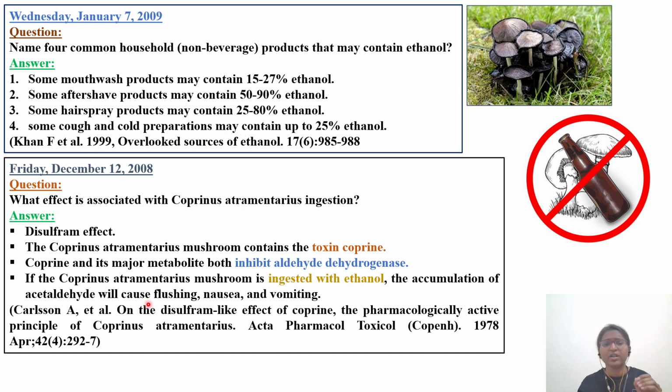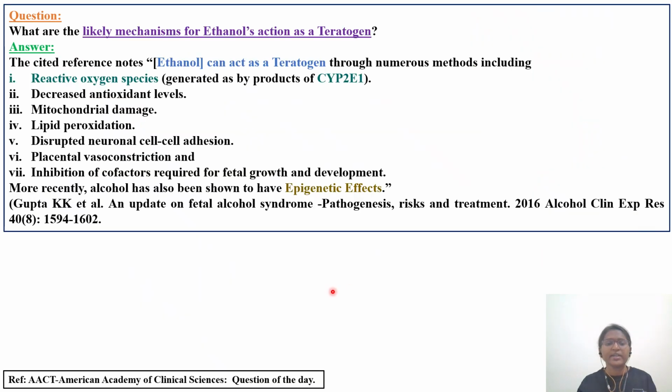Ingested with ethanol, acetaldehyde levels will increase and it will cause flushing, nausea, and vomiting. Okay, same like the disulfiram type of effect. Next question is, what is the likely mechanism of ethanol action as a teratogen? So we have seen in the Clayson textbook also, ethanol has been listed under human developmental toxicants.